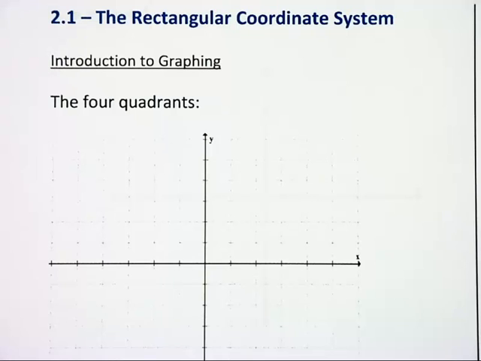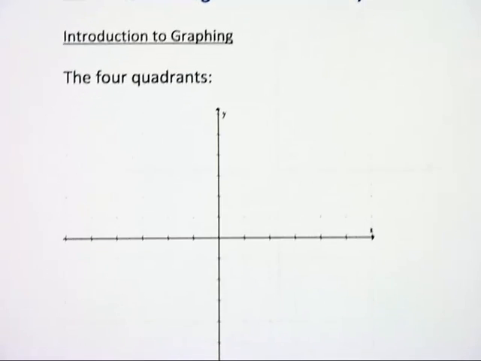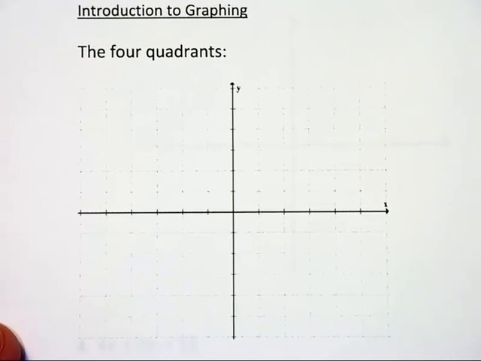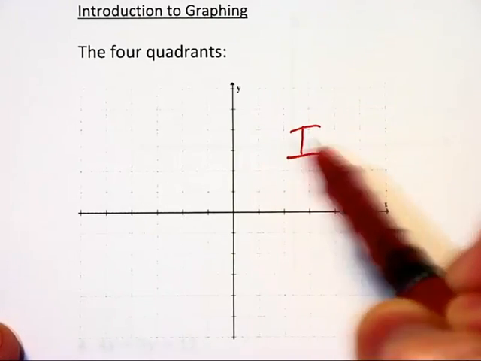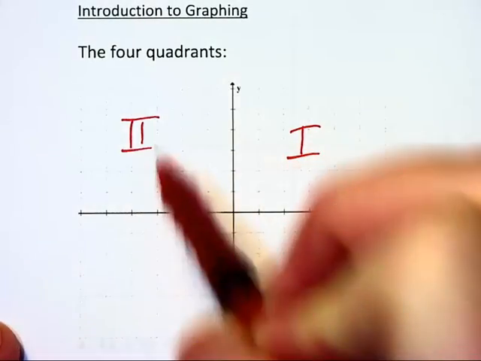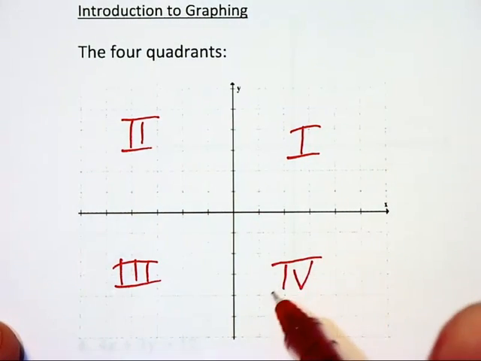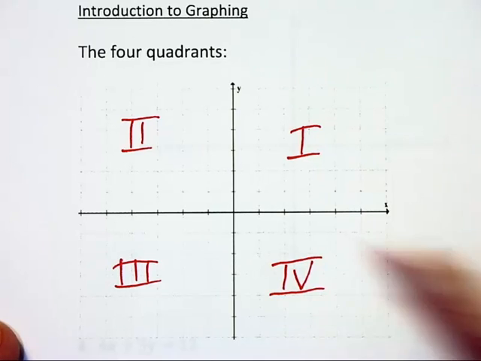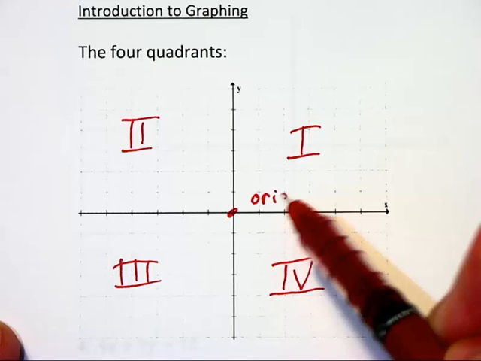Okay, this is your second time through dealing with graphing on the Cartesian or rectangular coordinate system. So we're going to go rather quickly this time. Let's begin with a little bit of vocabulary. The plane is broken into 4 quadrants. When we label them, we use Roman numerals 1, 2, 3, and 4, starting in the top right corner and going counterclockwise. The point in the center where the two axes meet is known as the origin.